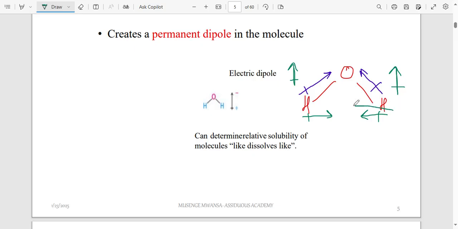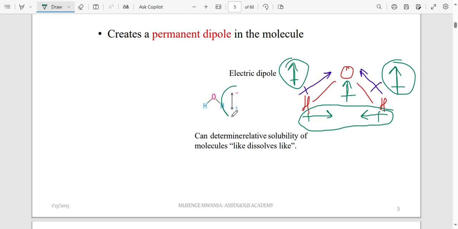So because these two vectors are equal in magnitude but opposite in direction, they end up cancelling each other. So the net dipole of water is going to be the addition of these two. So the net dipole is going to be like this towards oxygen. This is the one that you can see. Oxygen being negative and then the other side being positive. So that's a permanent dipole that is created.